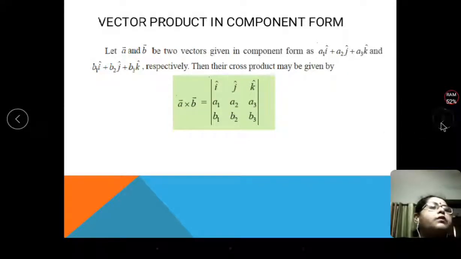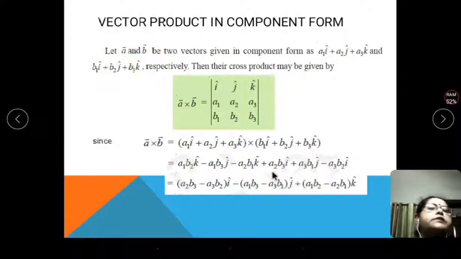And why is it so? It can be easily calculated if we just write the vectors in component form and calculate the cross product. So A cross B is A1i plus A2j plus A3k cross B1i plus B2j plus B3k. Now let us perform the multiplication term by term.